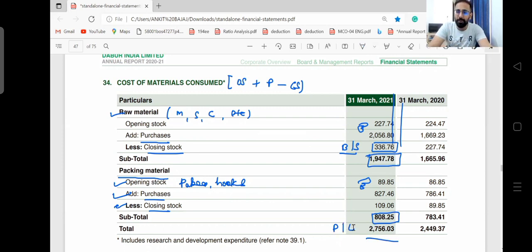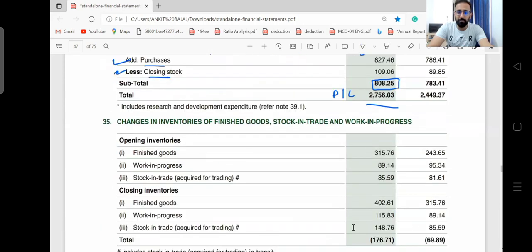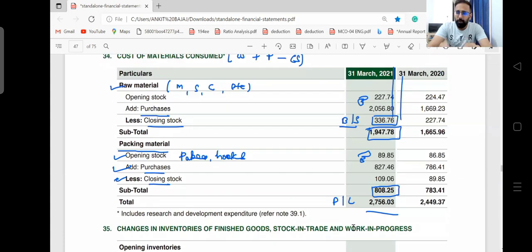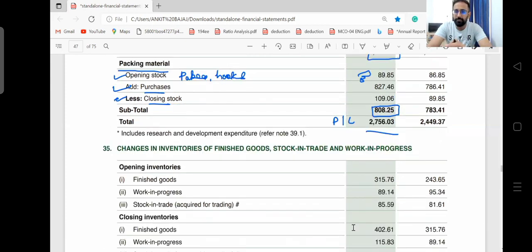After that, we have discussed purchase of stock in trade. For purchase of stock in trade, no adjustment or notes to account are required, because whatever amount they are incurring or spending on purchase of stock in trade can be shown directly. There is no need of additional information. So they have not shown this additional information.